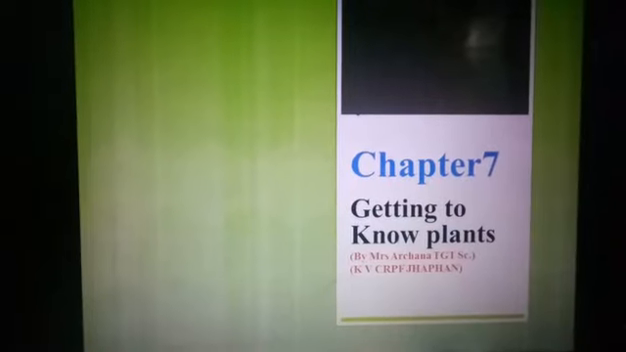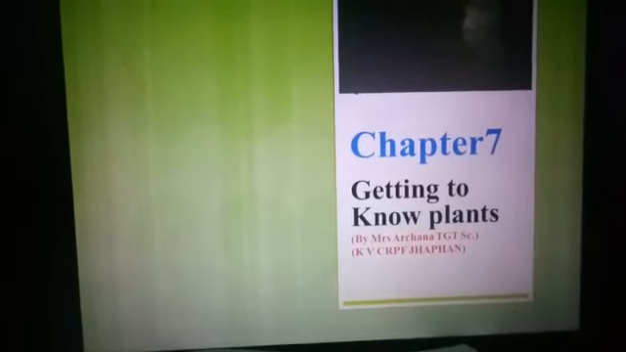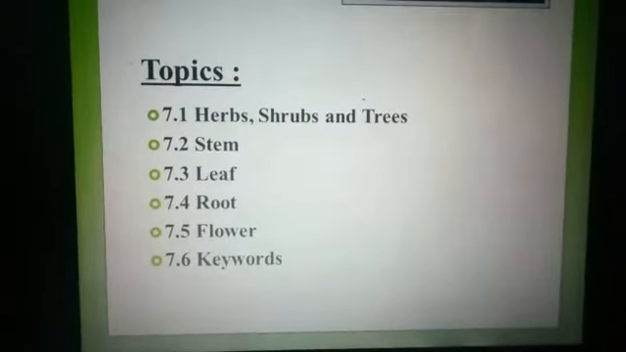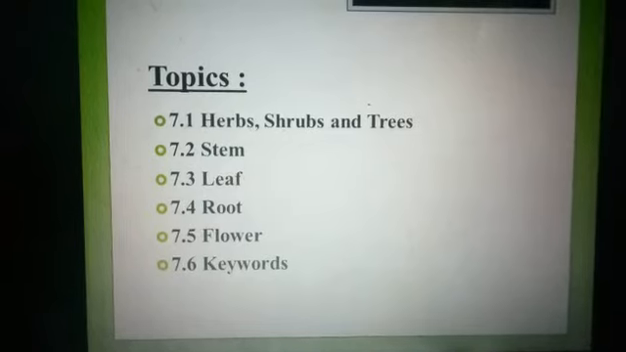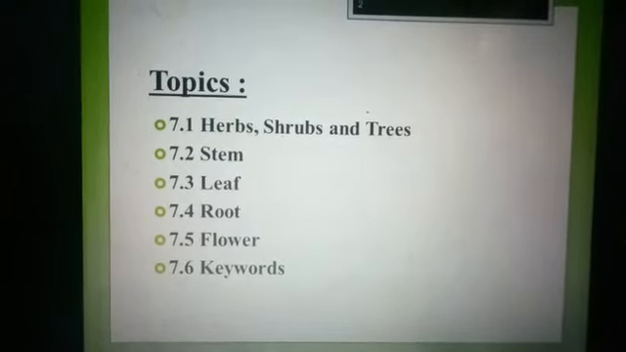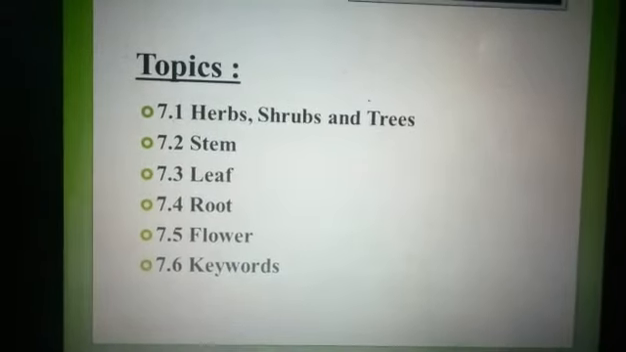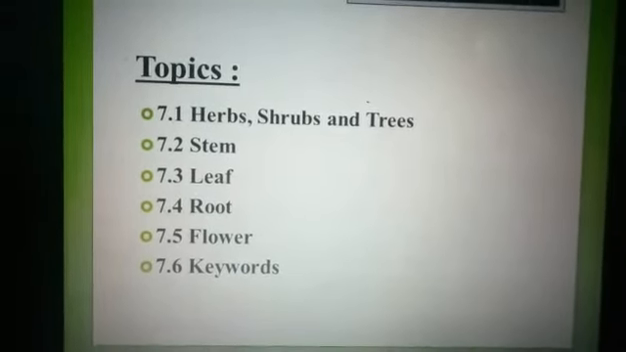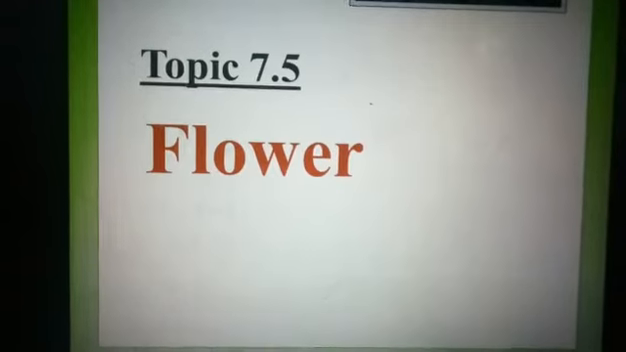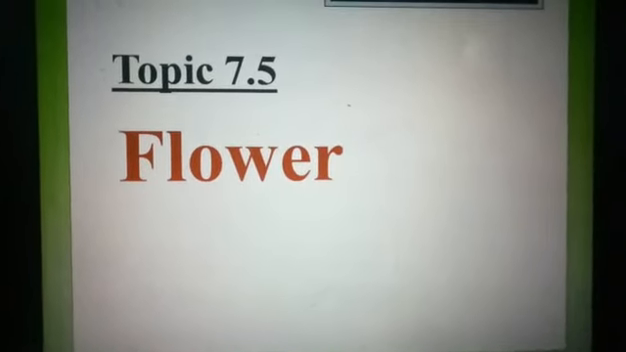Good morning, 6th class. Today our chapter is chapter number 7, and the name of the lesson is Getting to Know Plants. In this chapter we have a total of 6 topics. We have already completed up to 7.4, and today is the turn to complete 7.5 and 7.6 also. So here is our topic 7.5, flower.